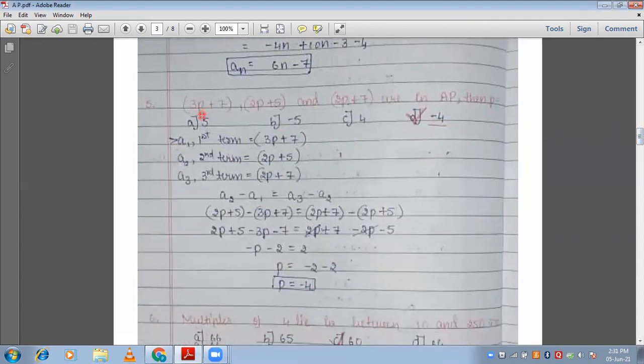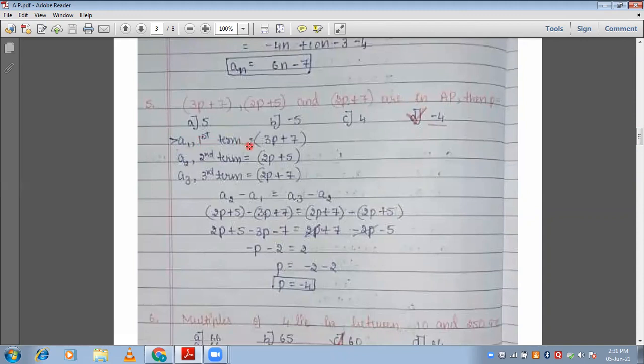Fifth sum. 3p plus 7, 2p plus 5 and 2p plus 7 are in AP. Then p is equal to dash. Yes, they mentioned they are in AP. AP means the common difference must be the same. So A2 minus A1 is equal to A3 minus A2, which is equal to A4 minus A3. The common difference must be the same.